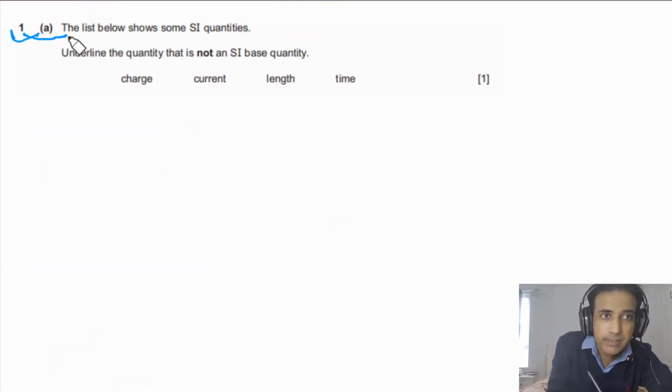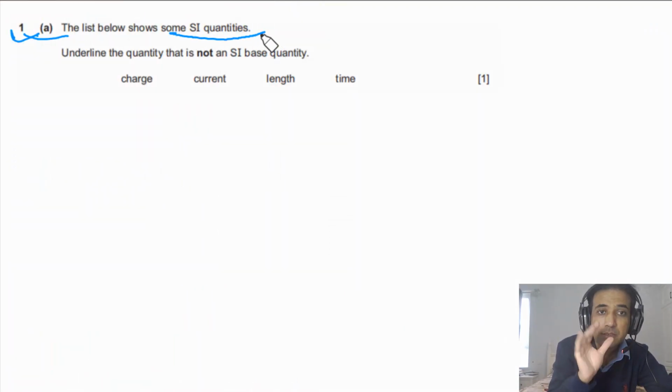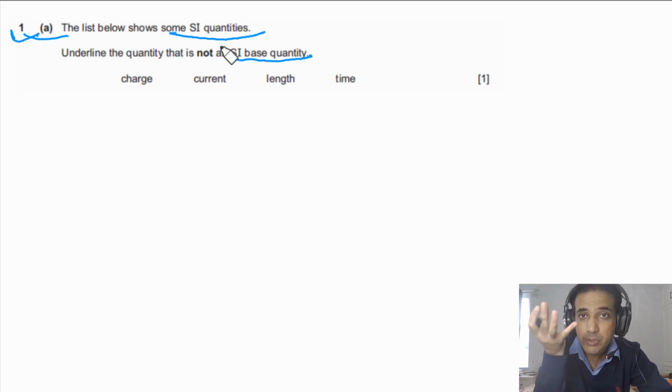Question 7 part A says, the list below shows some SI quantities. This means all the given quantities are part of SI, the System International. Underline the quantity that is not an SI base quantity. How many SI base quantities do we have? We have 7 SI base quantities.